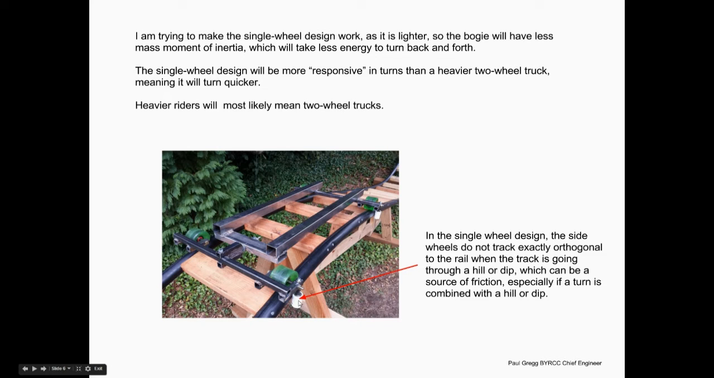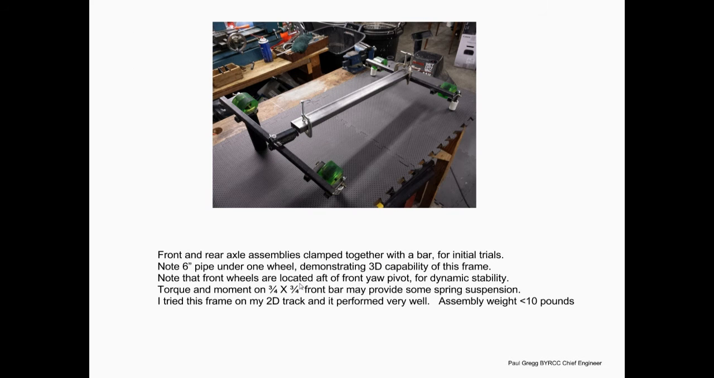One disadvantage to this is that my side wheels don't track orthogonal, or 90 degrees, to the side of the rail, and when they do touch, there's some side slipping there, and that's a source of friction. This is just clamping the front and the back end together where I started. So you can see that this does have roll degree of freedom, and yaw, and spin back and forth. And it's light, so it spins back and forth pretty quickly.